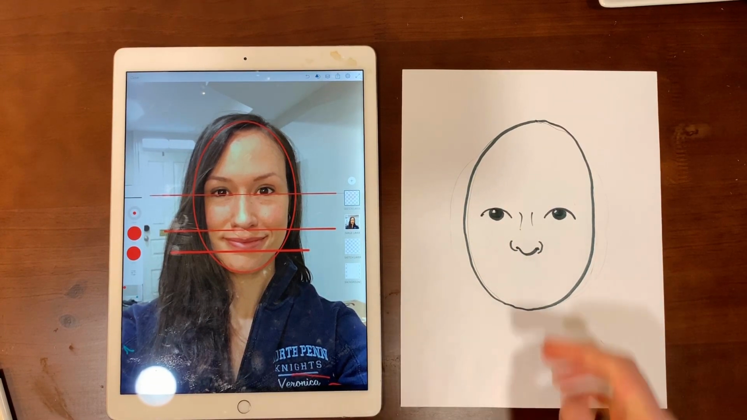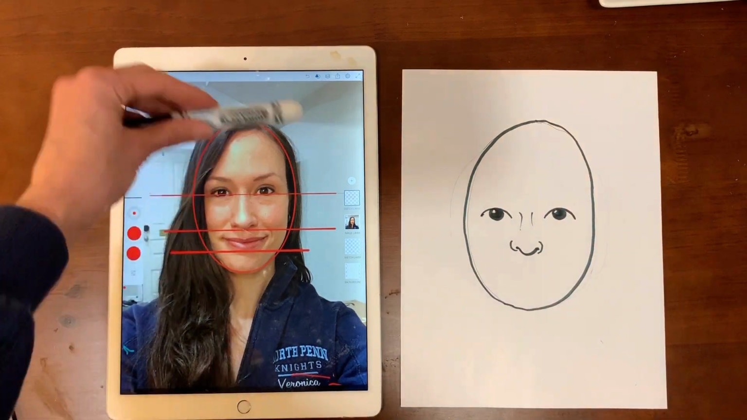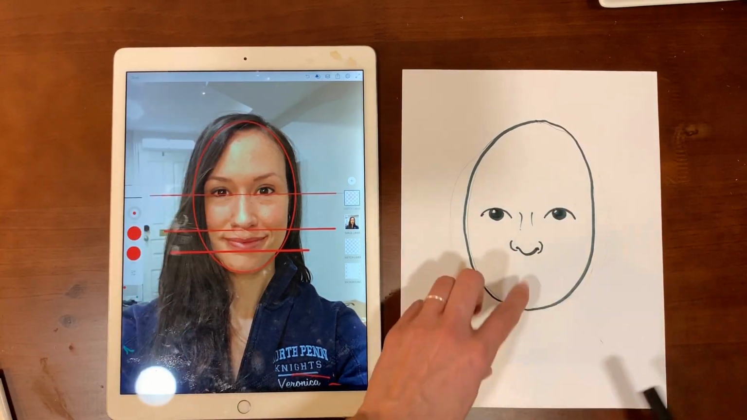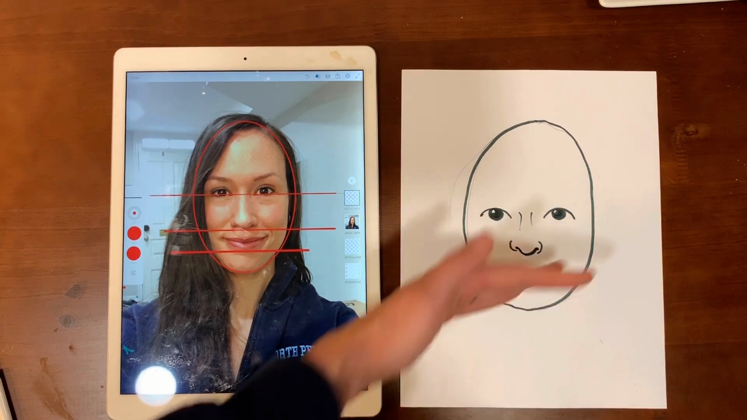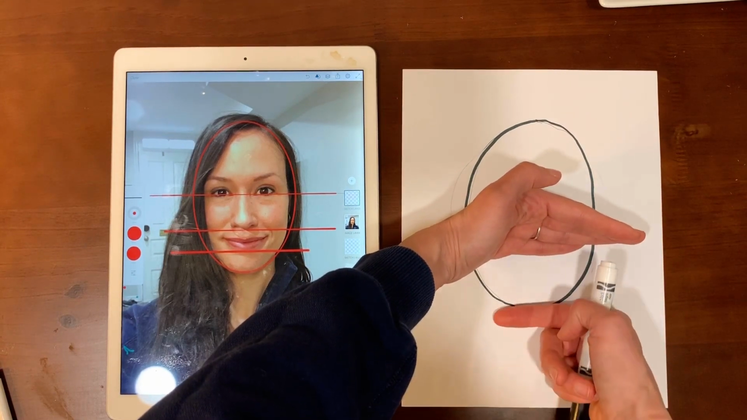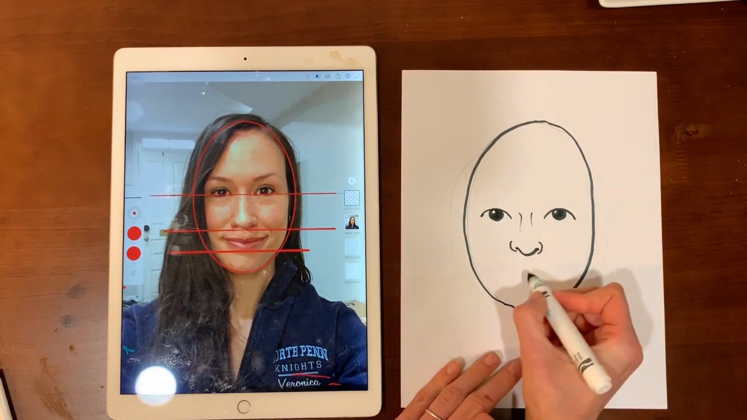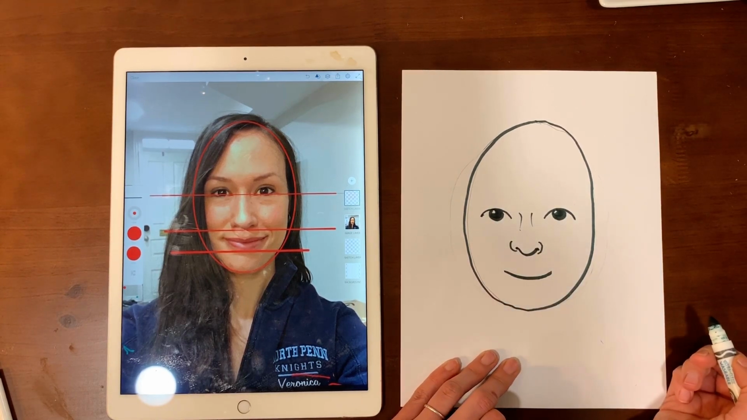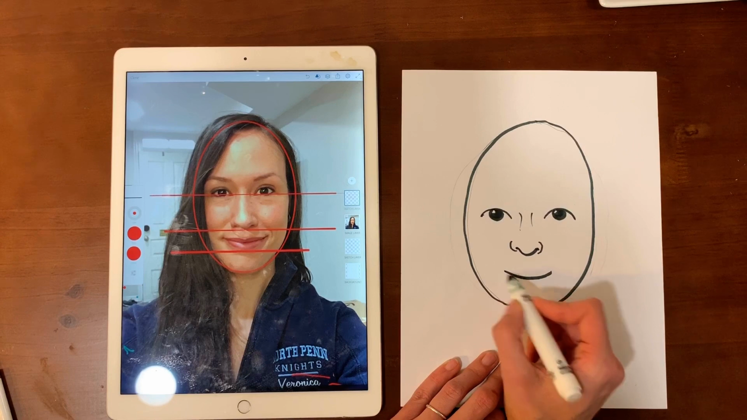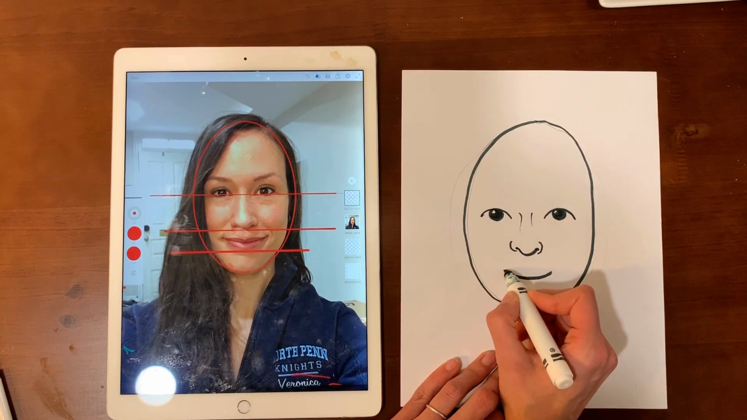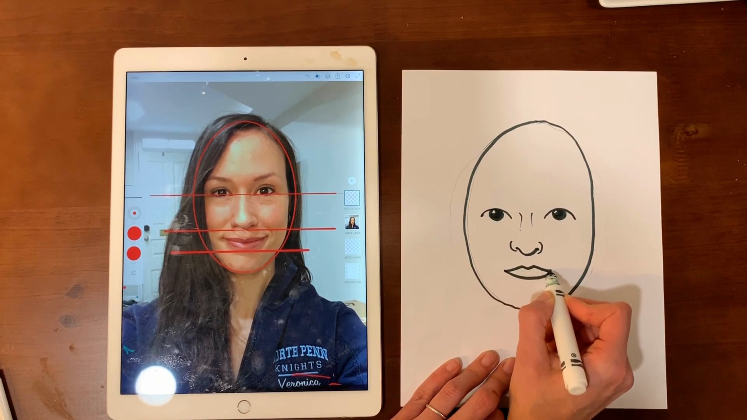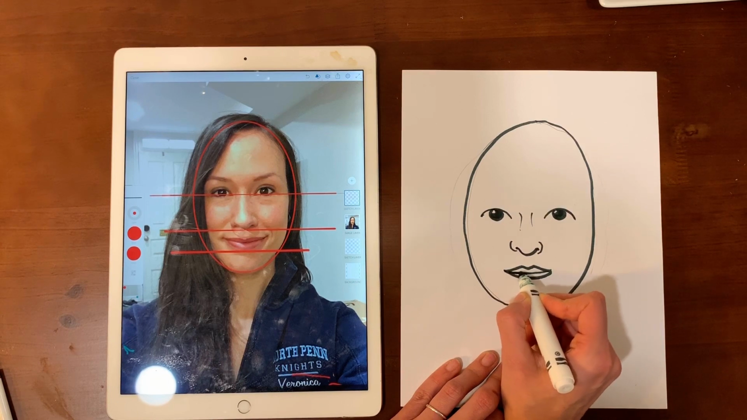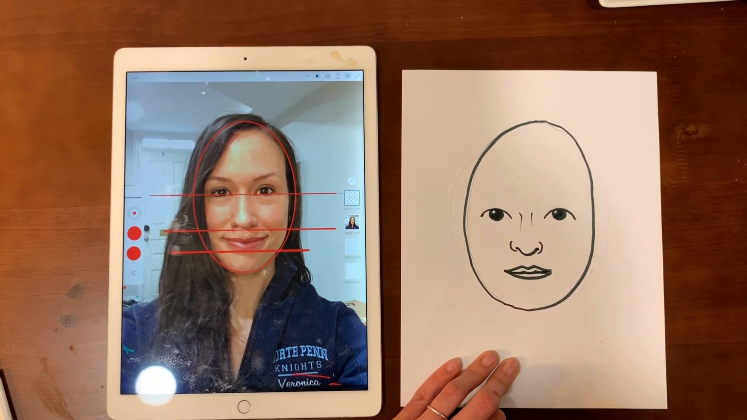Okay. And then the last step that we talked about in this picture right here is the placement of the mouth. So halfway between the bottom of the nose and the chin, I'm going to put my line there. That would be the bottom of the lips. I just drew a line here. You could certainly add more details if you'd like to. It's up to you how you want to make it look.